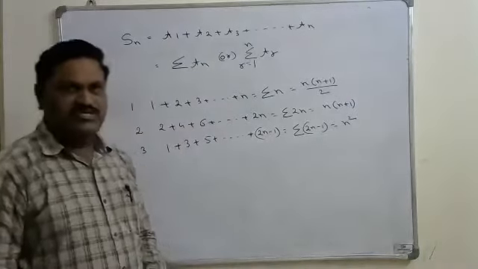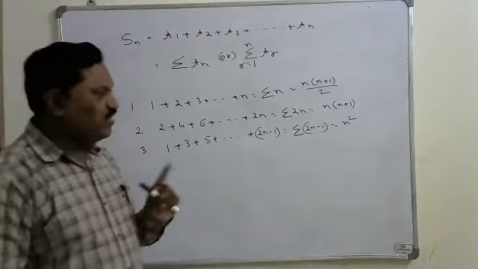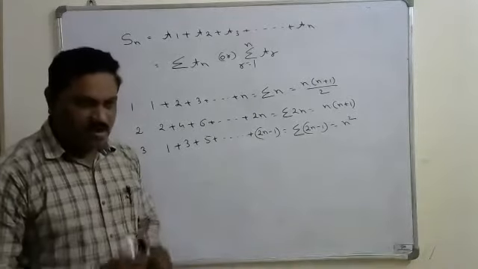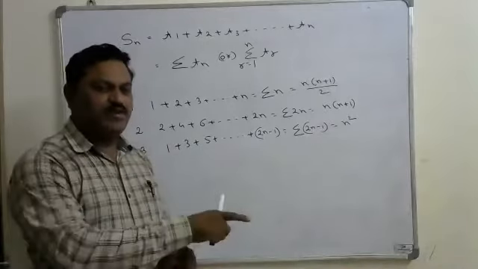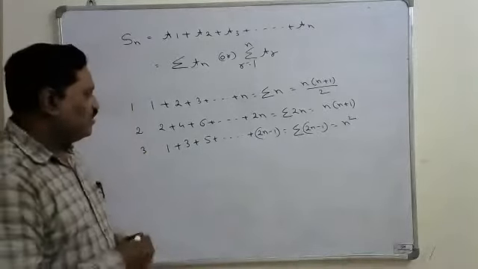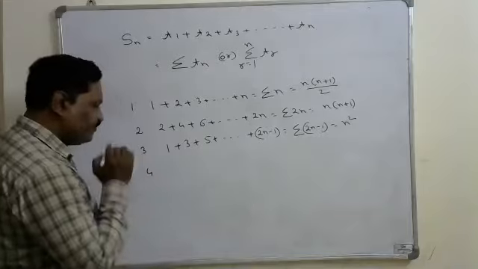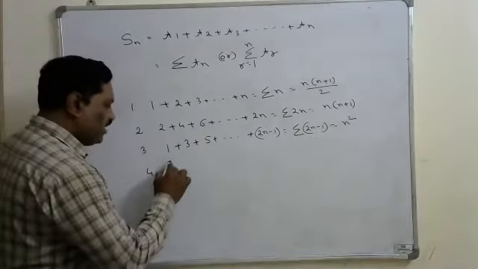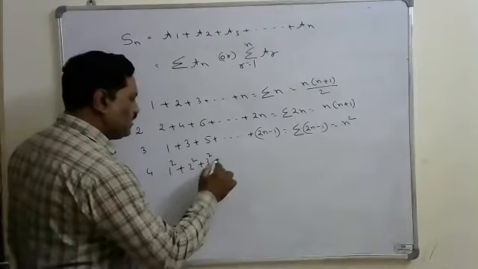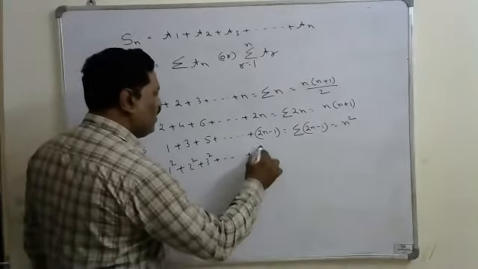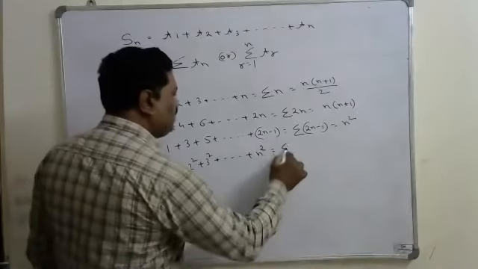Sigma 2n minus 1 is equal to n square. Remember, the sum of the first n odd natural numbers is n square. Then the fourth one is the sum of the first n square natural numbers: 1 square plus 2 square plus 3 square plus, and so on, up to n square. So that is equal to sigma n square.